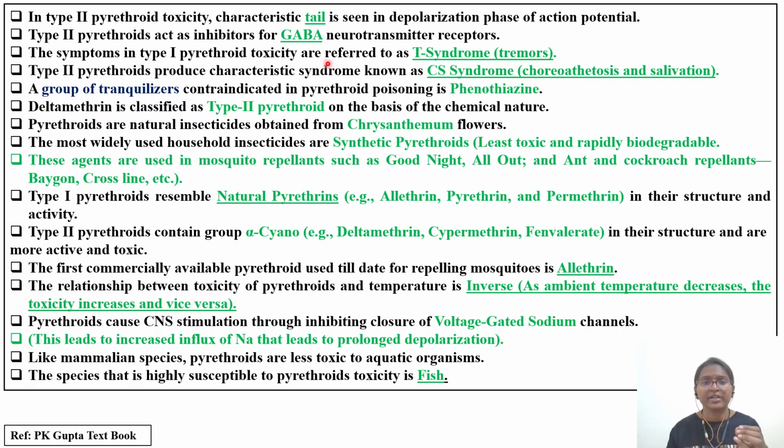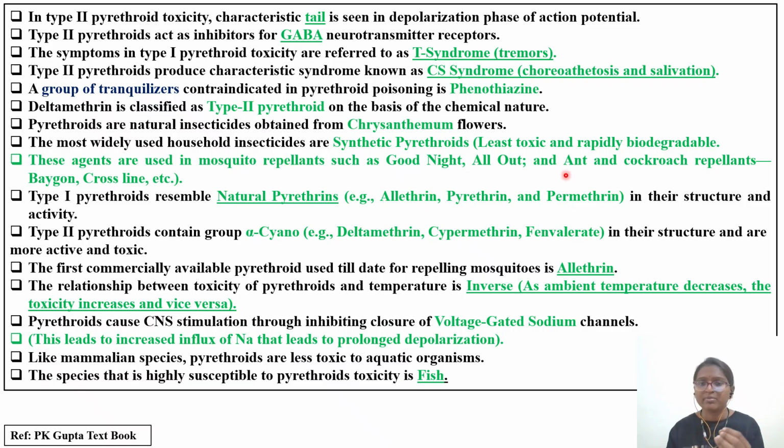Type 1 pyrethroid toxicity is referred to as T syndrome, whereas type 2 is called CS syndrome. C is nothing but choreoathetosis, because of this fingers and profuse salivation, excessive salivation. Contraindicated with pyrethroid poisoning is phenothiazine. Deltamethrin is an example for type 2. Chrysanthemum is a source for this pyrethroid insecticide. Synthetic pyrethroids are less toxic and rapidly biodegradable.